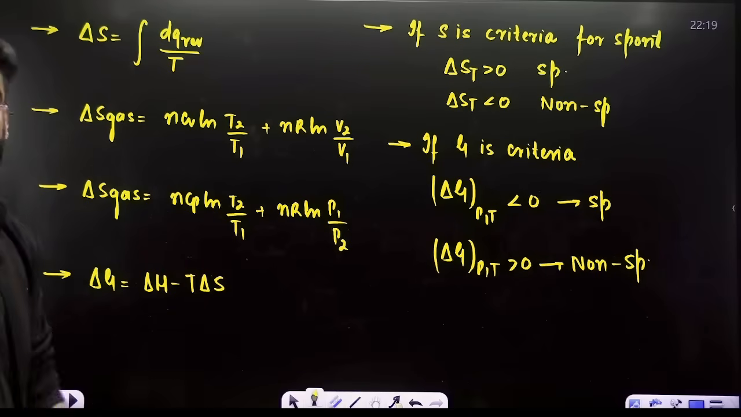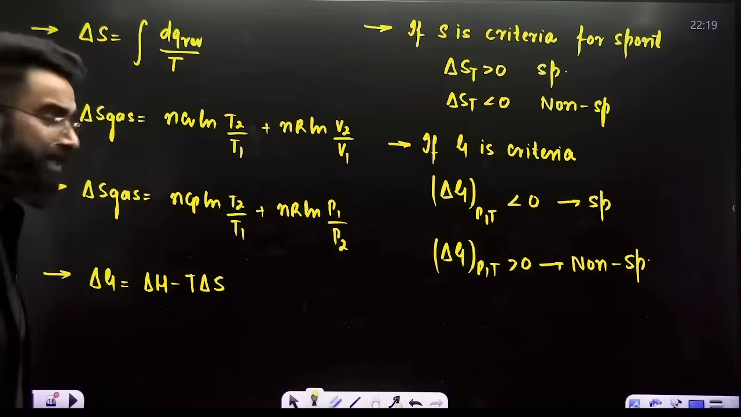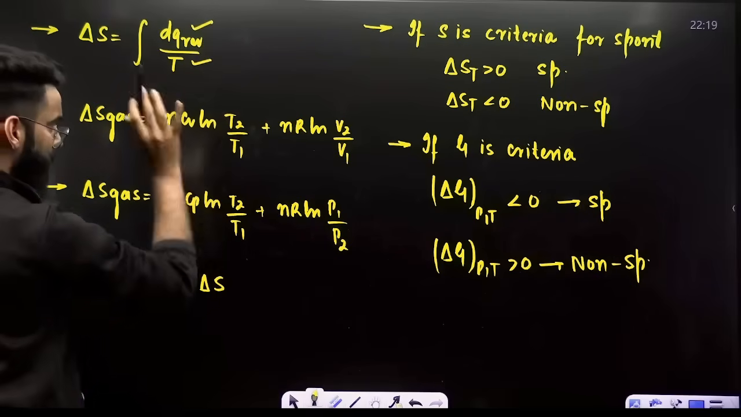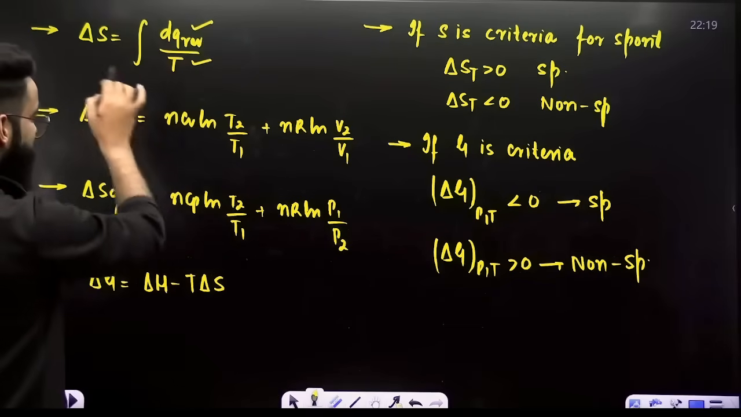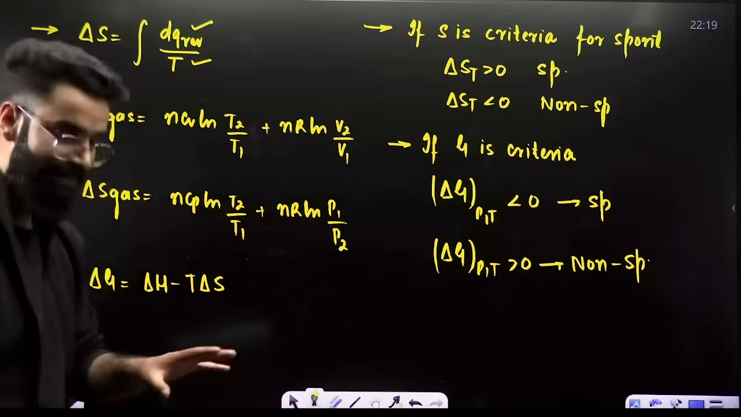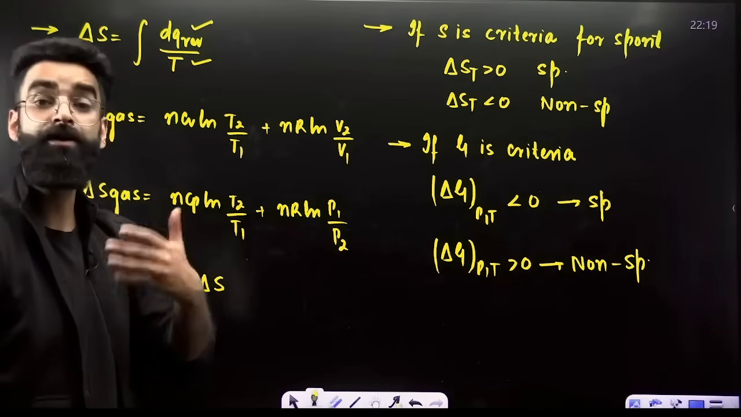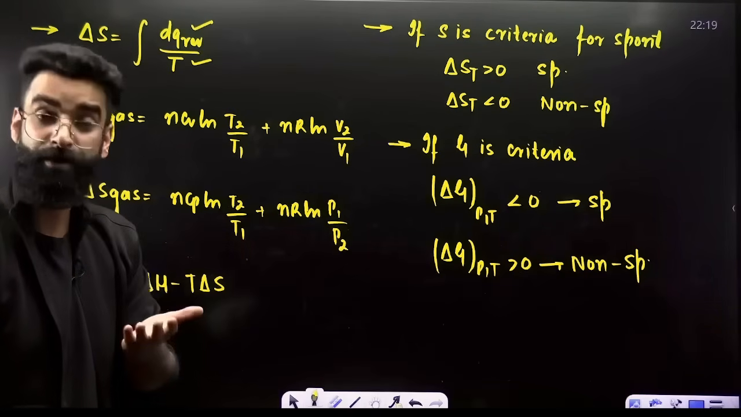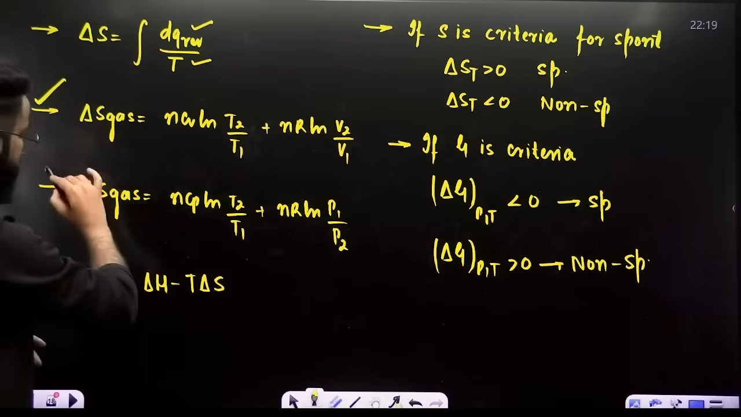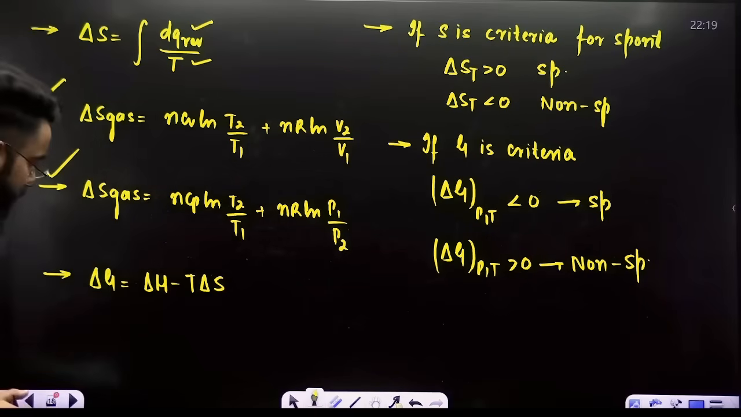When it comes to entropy, how do you calculate entropy change? The mathematical definition is the integral of dq reversible upon T. But a question is not asked as per this particular formula. Question is asked as per this particular formula. When the ideal gas undergoes a thermodynamic process, how do we calculate entropy change of that ideal gas? This is the result which you can use, right?